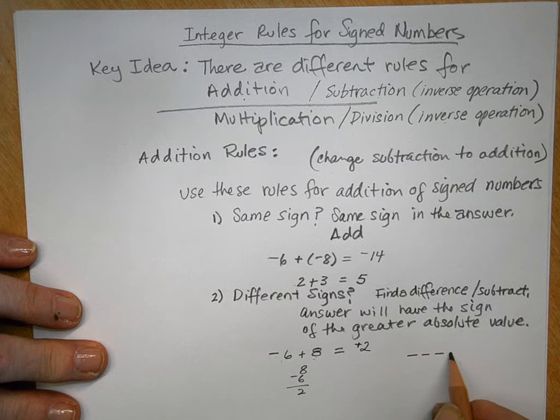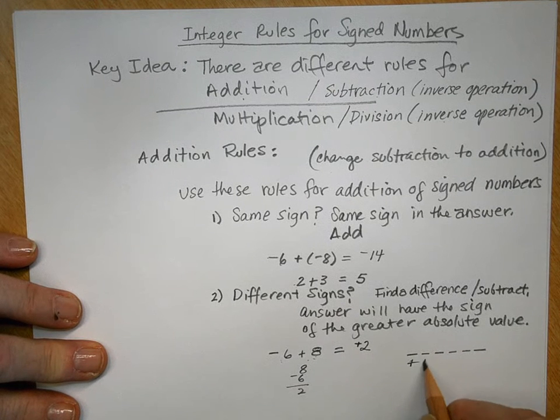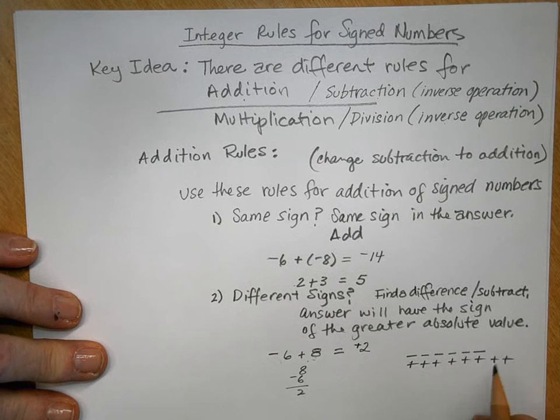If I were to model this, it would look like this. 1, 2, 3, 4, 5, -6. Plus +8. 1, 2, 3, 4, 5, 6, 7, 8. I have 6 zero pairs. That leaves me an answer of +2.